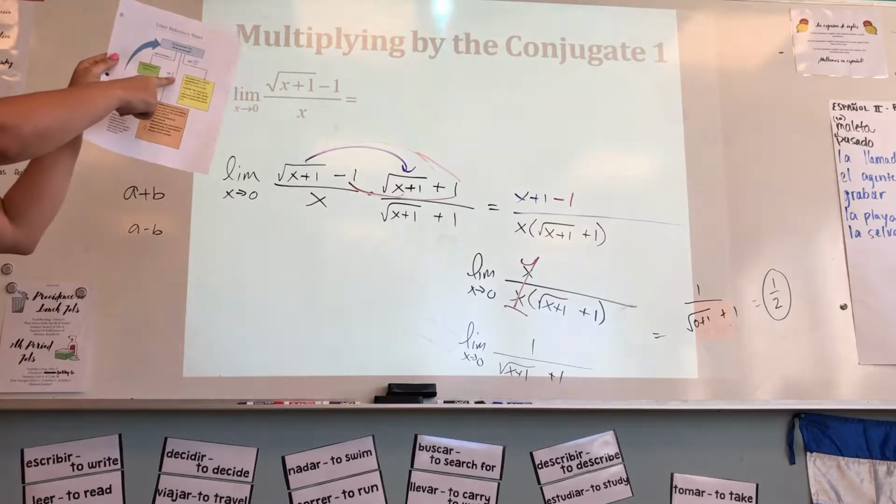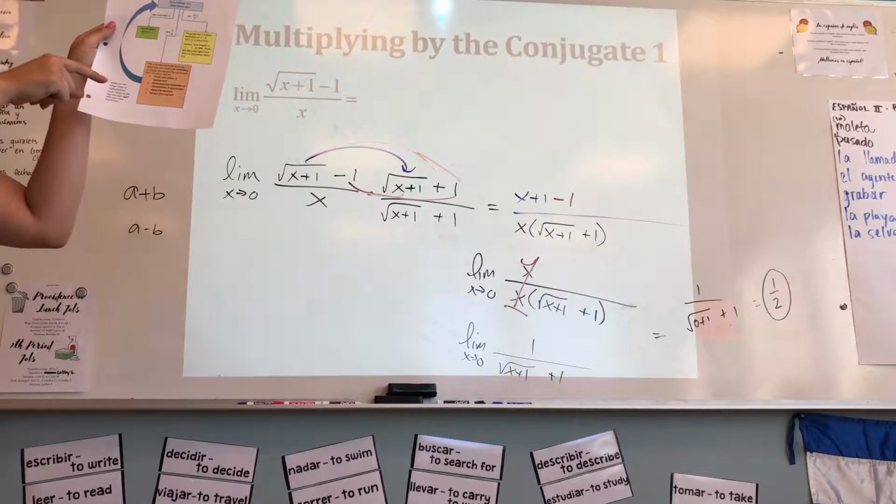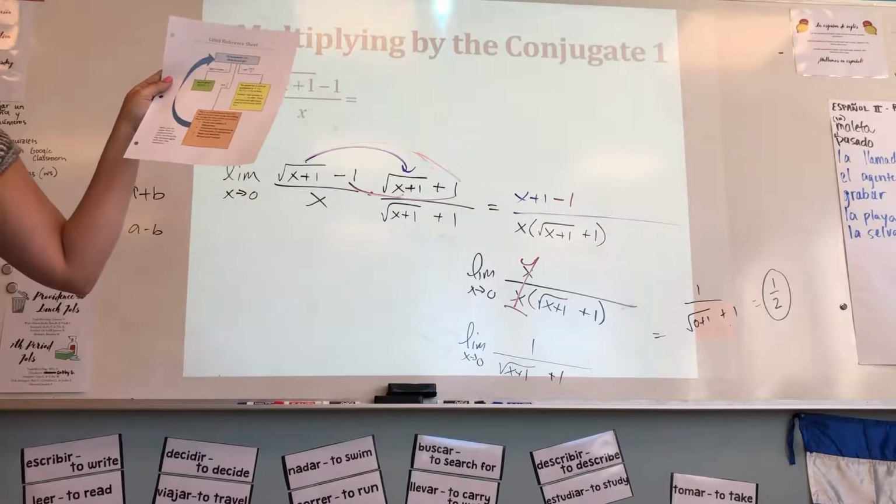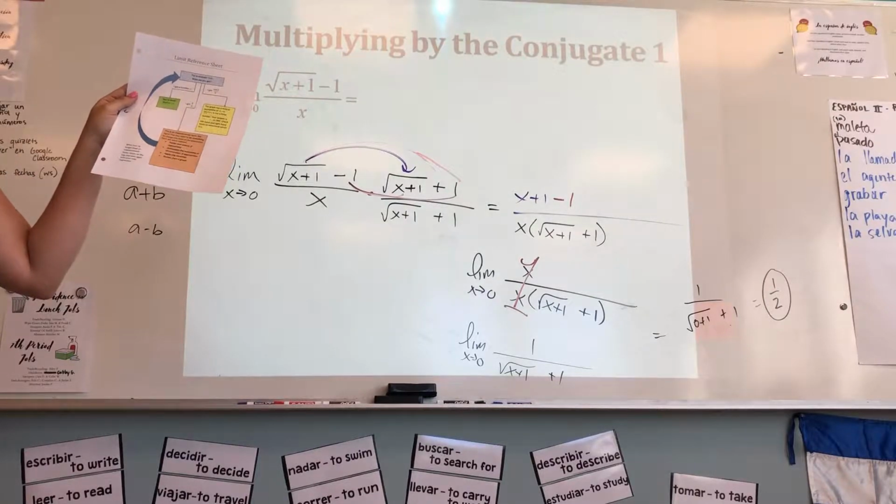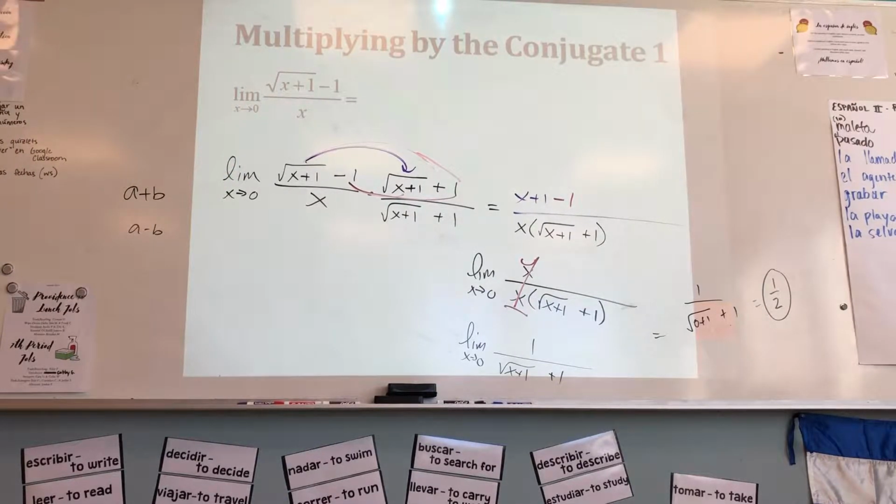Thank you. So if you get 0 over 0, that means do more work, which means I have some techniques: factor, or multiply by the conjugate. Okay, can you just turn to your neighbor and summarize what we just did here?